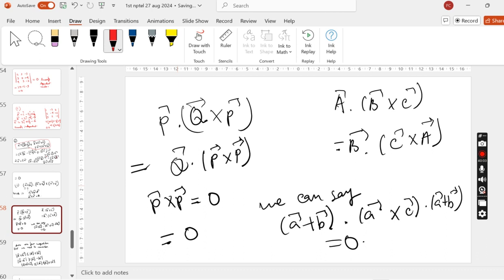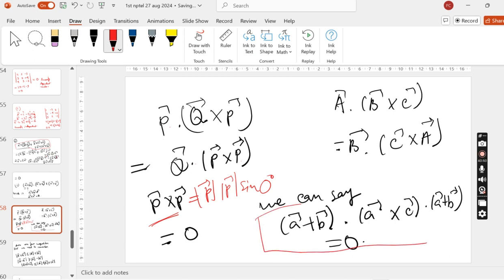But we know for scalar triple product A dot B cross C is B dot C cross A. So it becomes Q dot P cross P, and we know that this will be 0, because any vector when cross multiplied by itself gives us 0, because cross multiplication is P sine theta, and theta is 0 degrees. That's why it is 0. So this identity is 0.